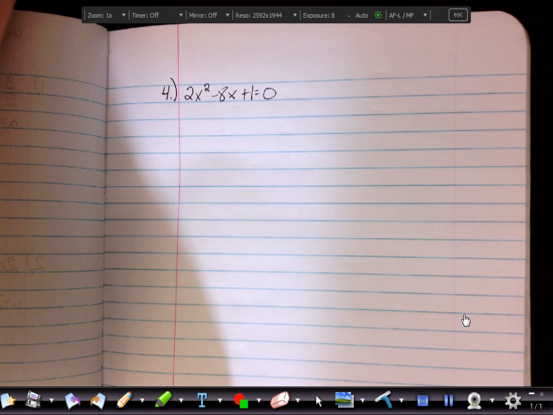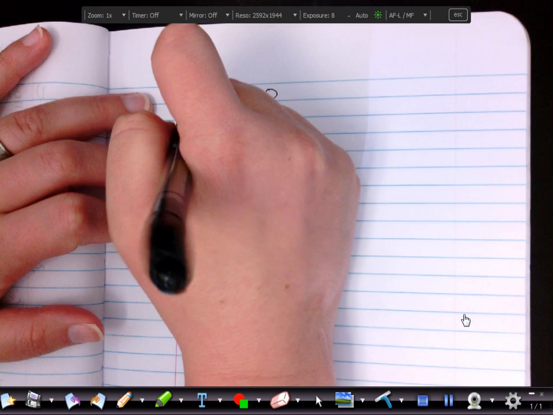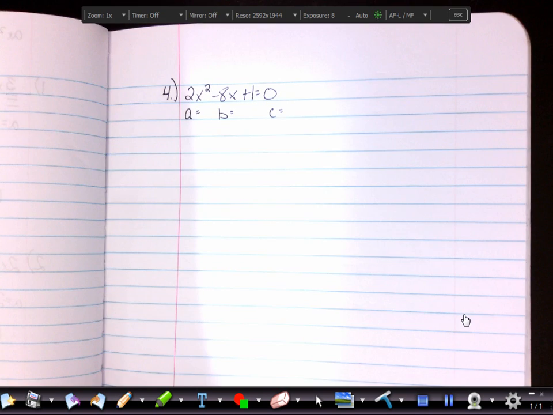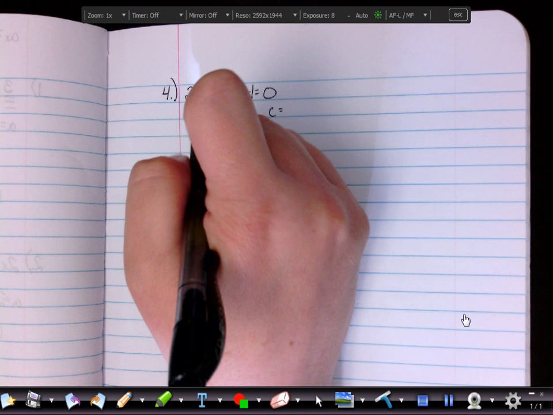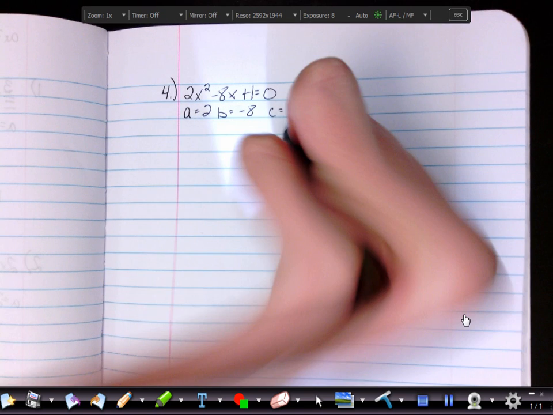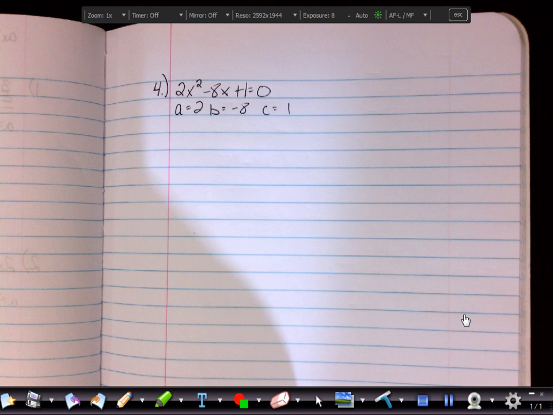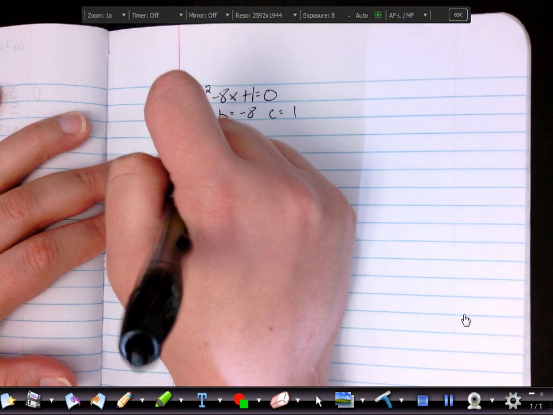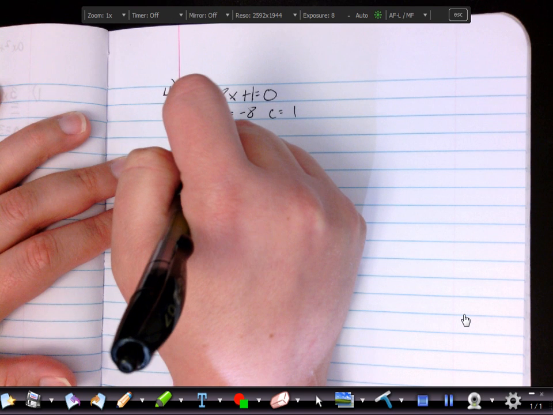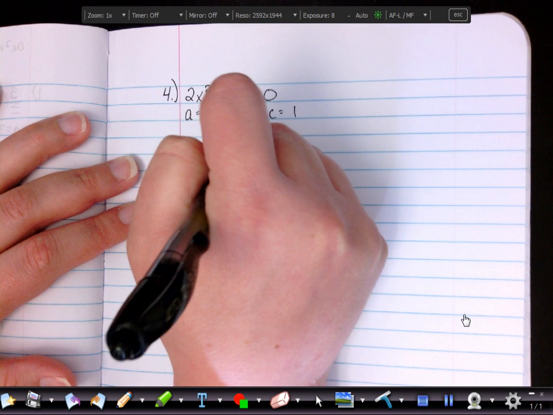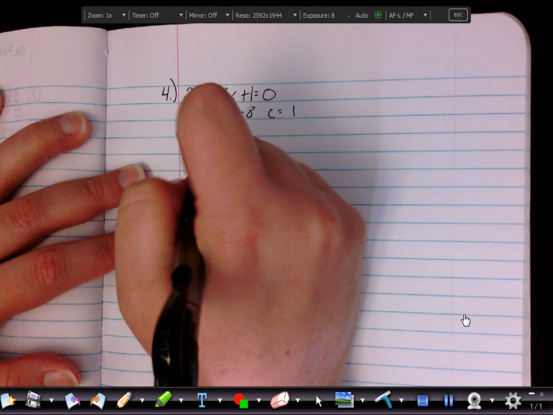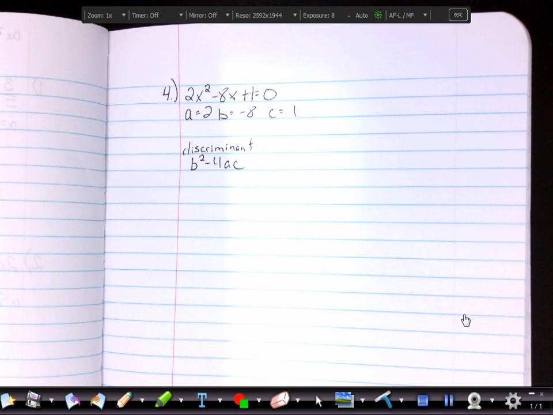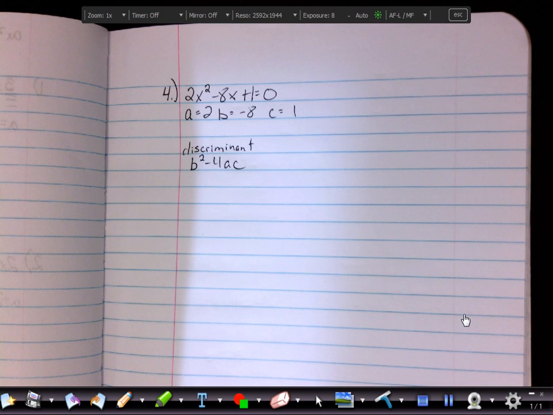All right, so here the first thing we still need to do is pick out our A, our B, and our C. Our A is the number in front of the x squared, B is the number in front of x, and C is the number on the end. So we have 2, negative 8, and 1. So over here I'm going to find the discriminant. The discriminant formula again is b squared minus 4ac. Now the discriminant, all that's going to do is tell us how many answers we're actually going to have.